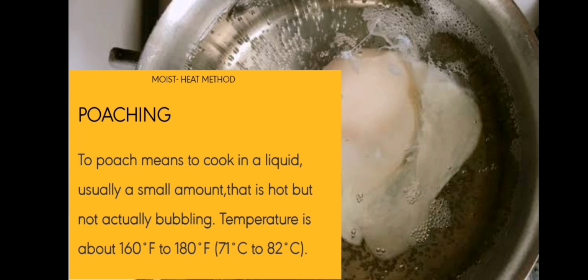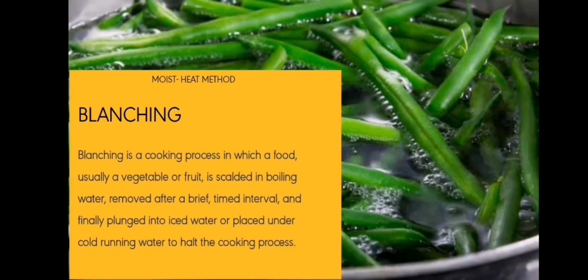So the next one is blanching. Blanching is a cooking process in which a food, usually a vegetable or fruit, is scalded in boiling water, removed after a brief time interval, and finally plunged into ice water or placed under cold running water to stop the cooking process. So there are two ways of blanching in water.